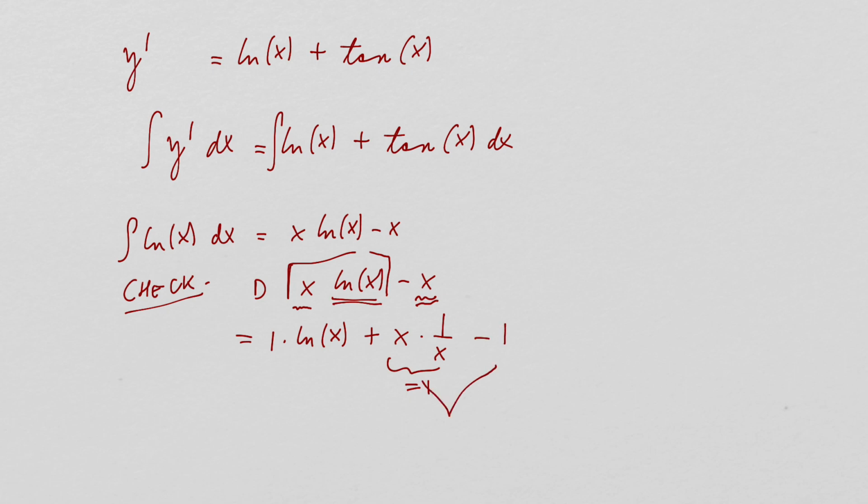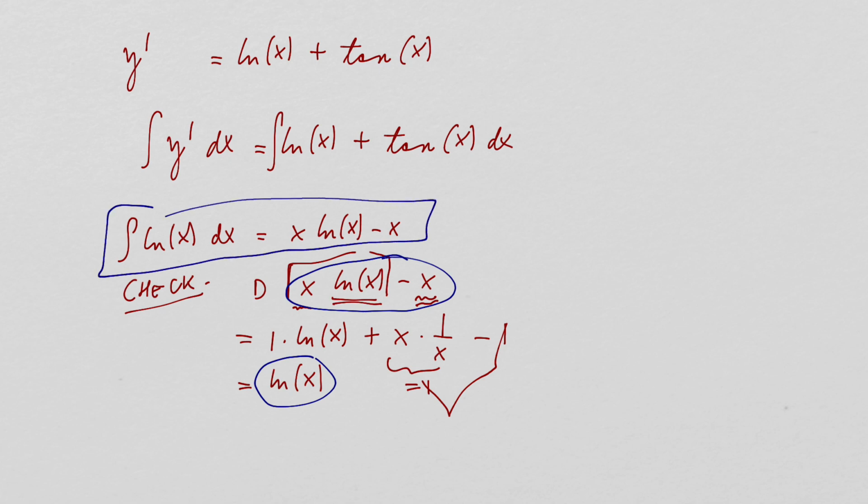This 1 and this 1 will cancel out, and we just have ln x. Because the derivative of this is ln x, the integral of ln x is that function. Maybe we need to add some constants there.